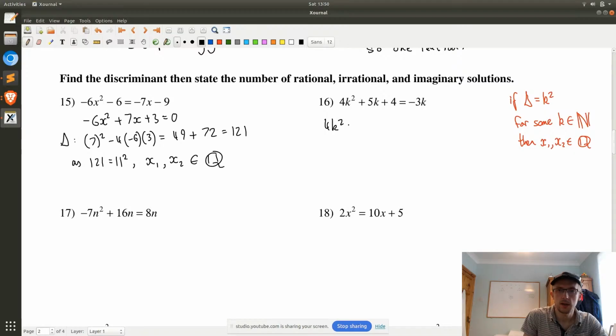Four k squared at 8k at 4 equals 0. Oops. Discriminant.